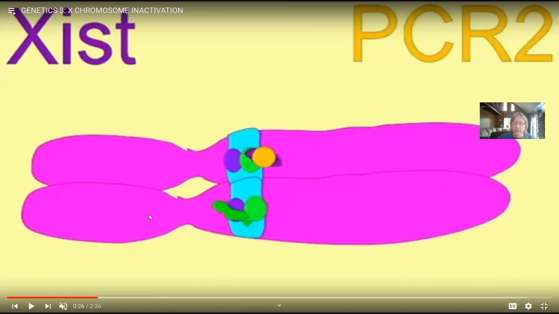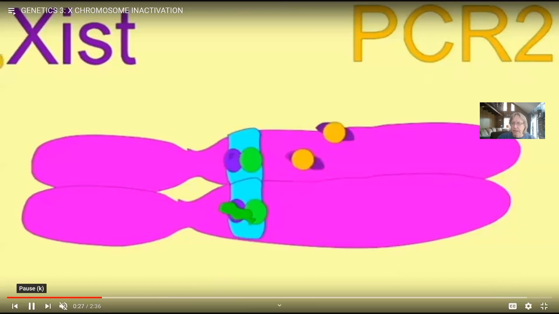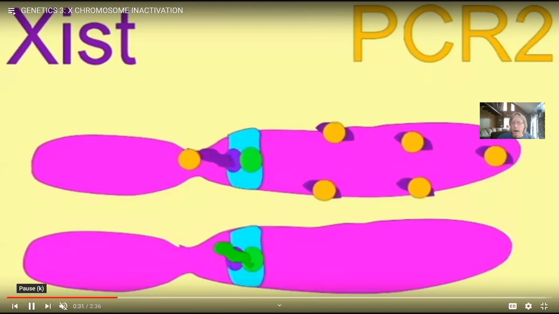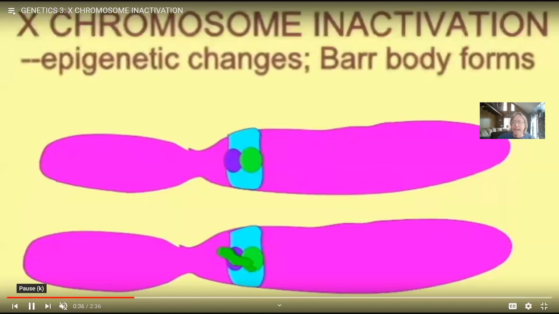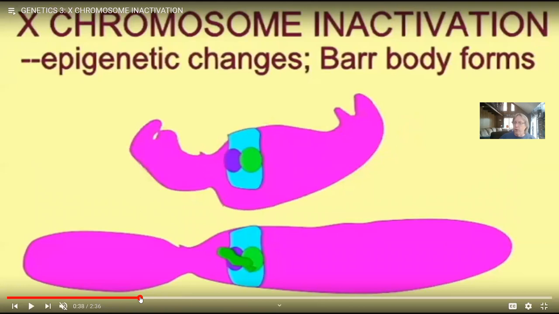And then the XIST RNA, which binds this protein, then sticks to that one X chromosome. And this is then the cause why that becomes inactivated, forming that Barr body. It forms a Barr body because there are changes with the histone proteins, changes in the packaging of the DNA. Therefore, these would be called epigenetic changes.